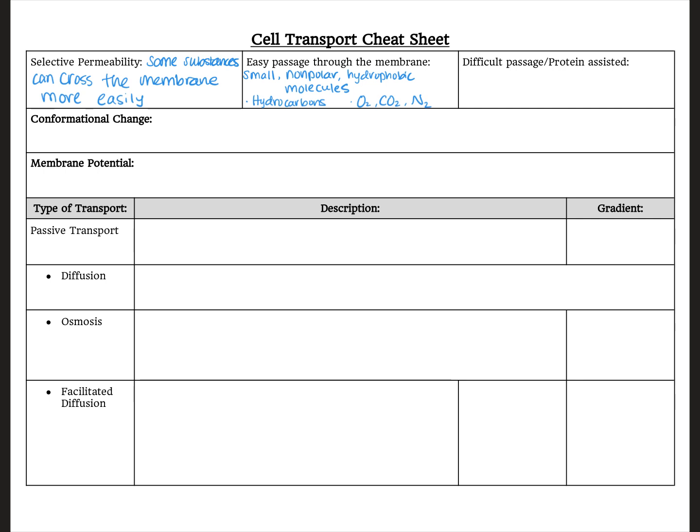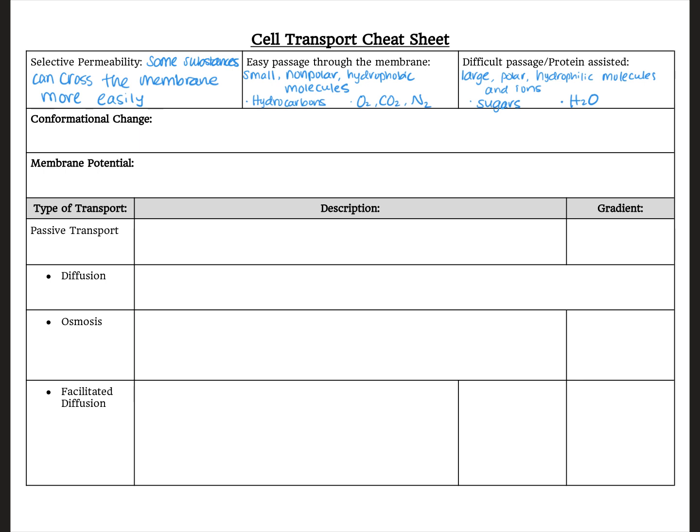The difficult passage molecules are kind of the opposite: large, polar, hydrophilic molecules and ions. Examples are sugars, which remember are carbs, and water, H2O.